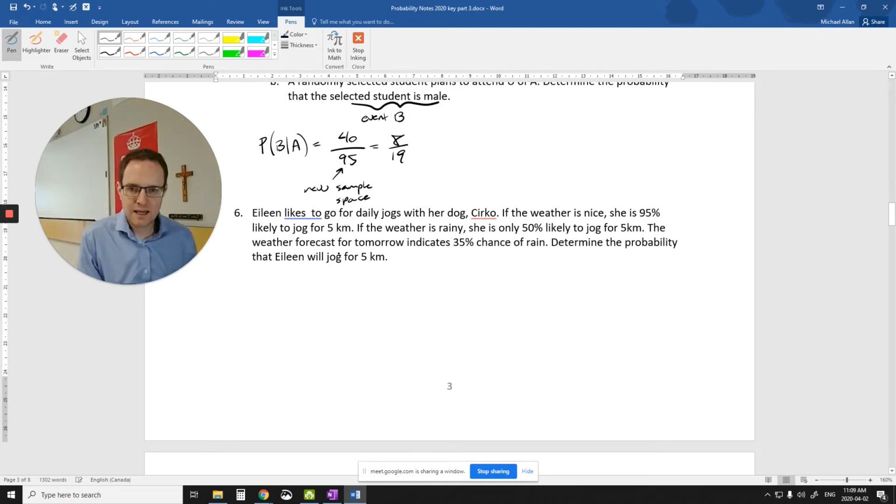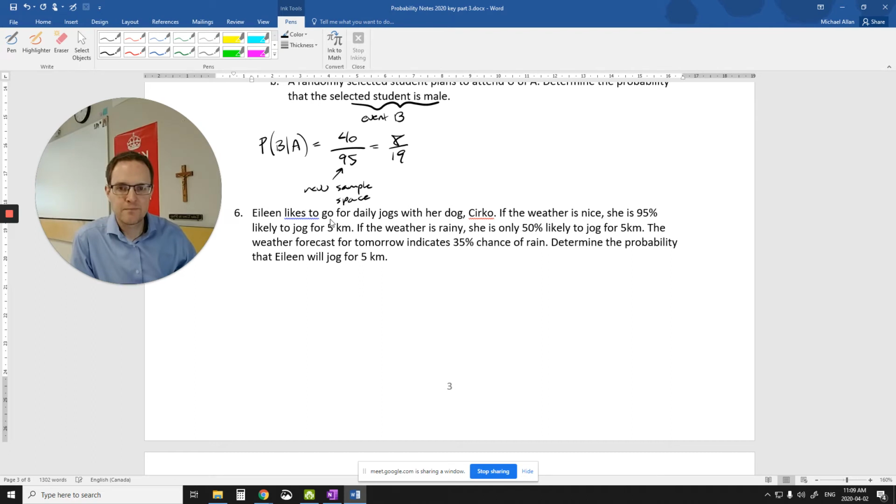All right. Here, Elaine likes to go for daily jogs with her dog. If the weather is nice, there's a 95% chance she'll jog the 5K. If it's rainy, there's only a 50% chance that she'll jog. The weather forecast says that there's a 35% chance of rain. What's the probability that she will actually go for the jog?